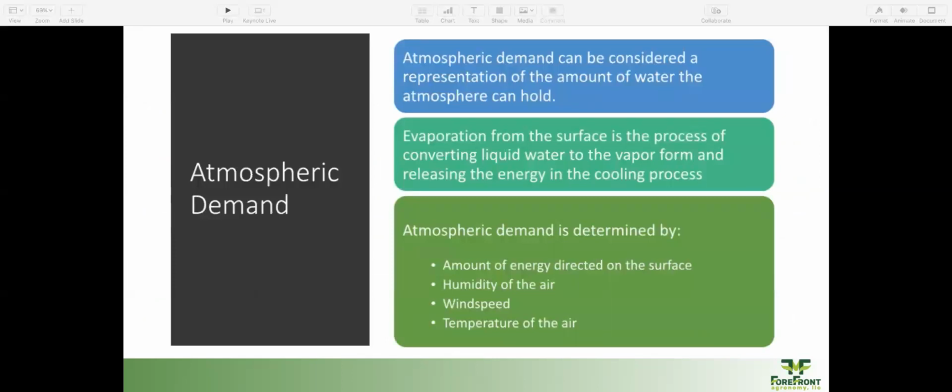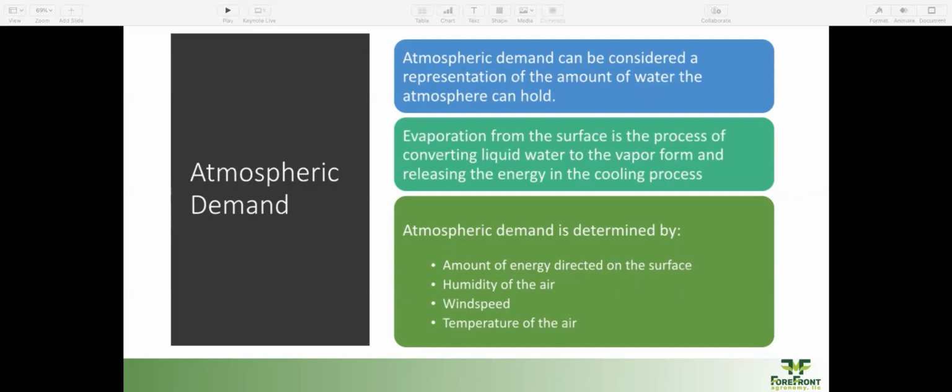So we've talked a little bit about managing the crop. Understanding the atmospheric demand is very important whenever you start thinking about managing water, and it really is the amount of water that the atmosphere can hold. Evaporation is a driving force, and basically happens off the surface of either leaves or the soil, and is really the process of converting liquid into vapor, which in turn releases energy that ends up cooling that leaf off.